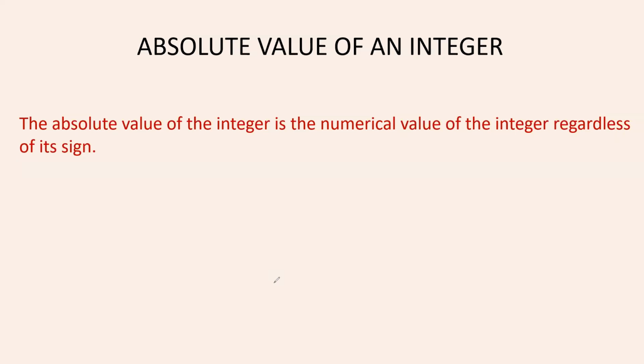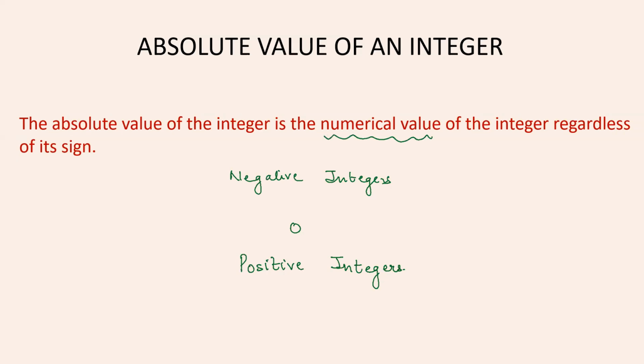Now in this particular video, we will understand the absolute value of an integer. We know there are three types of integers: negative integers, then we have 0 as an integer, and then we have positive integers. So the absolute value of an integer is basically the numerical value of the integer regardless of its sign.